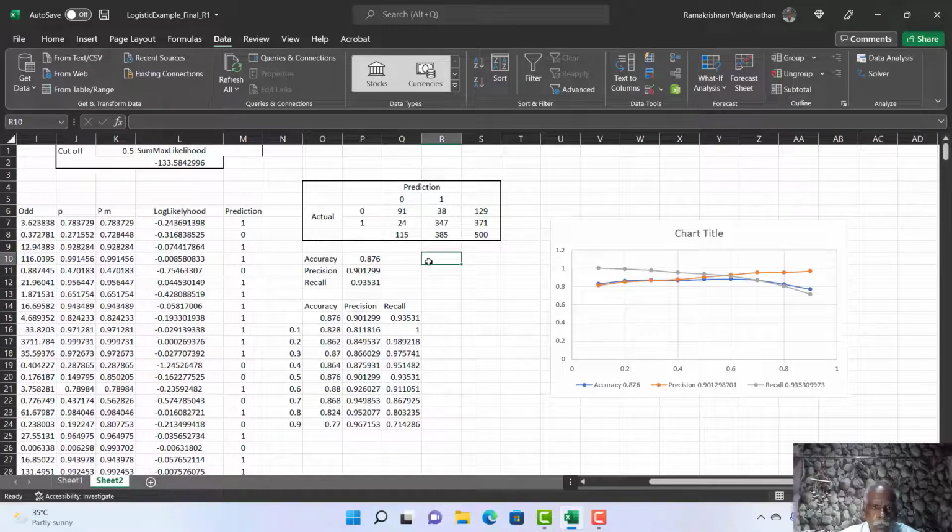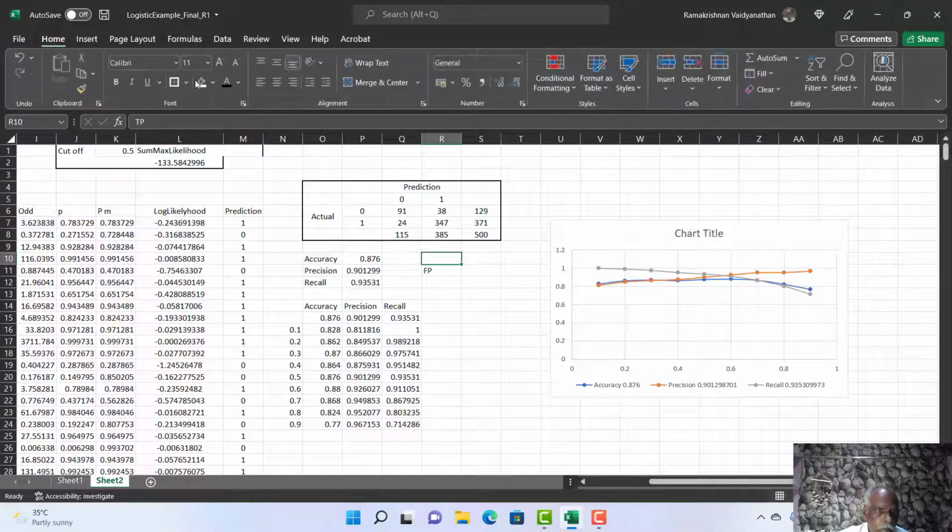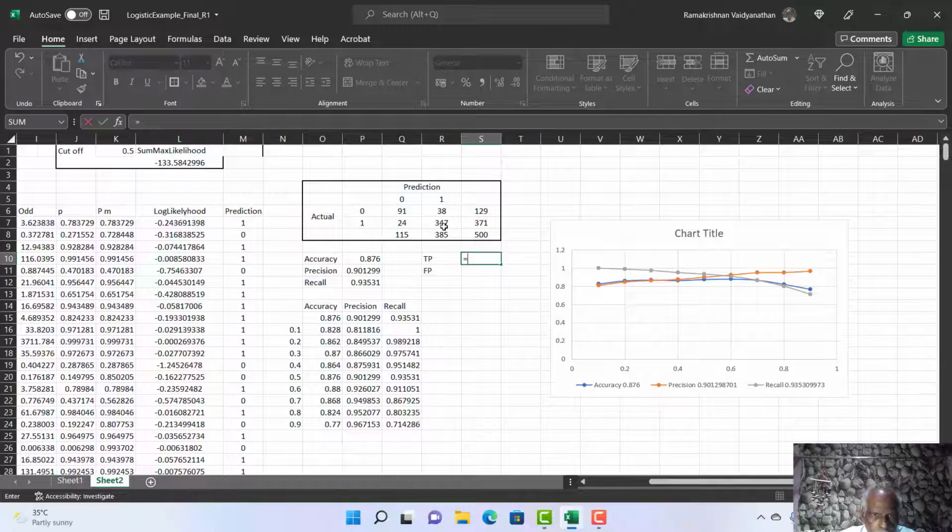Now there are two values called true positive and false positive. We'll plot that also. What is true positive? We'll see here. So this also I'll make it as so here. True positive is equal to, see, actual positive is 371, 1s. And we have predicted correctly 1 as 347. So 347 divided by 371. That is true positive, same as recall.